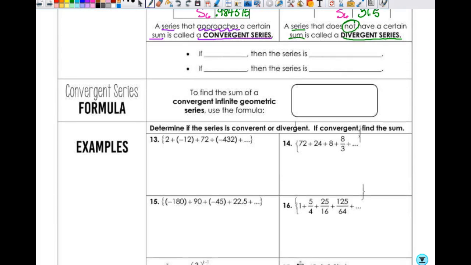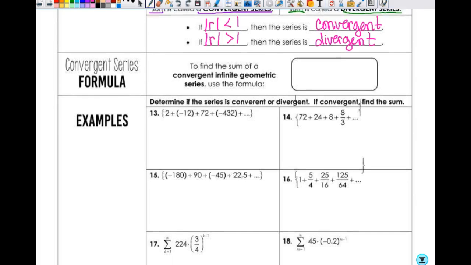Let's look at what that means here then. It has everything to do with the absolute value of r. So it doesn't matter if it's positive or negative. We're just looking at the absolute value of it. It could either be less than 1 or greater than 1. If it is less than 1, it is convergent, and we can find a sum. If it is greater than 1, then it is divergent, and we can't. So it's pretty easy to tell if you can find r, you're good.